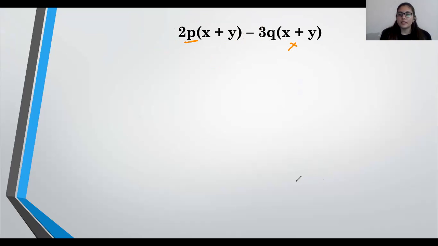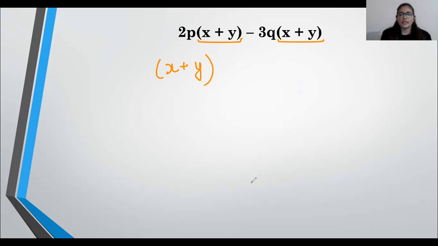No, P is not present here. Rejected, right? So what can we take outside? We can take this entire bracket common, which is x plus y itself, because this term is present in both the teams. x plus y is a member of both the teams. So we can take common x plus y.